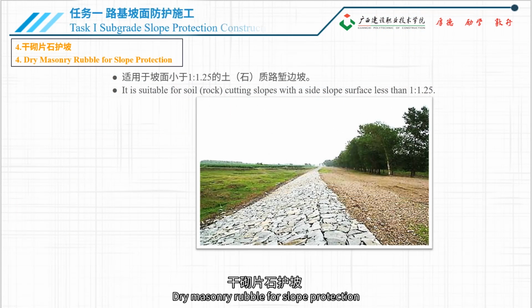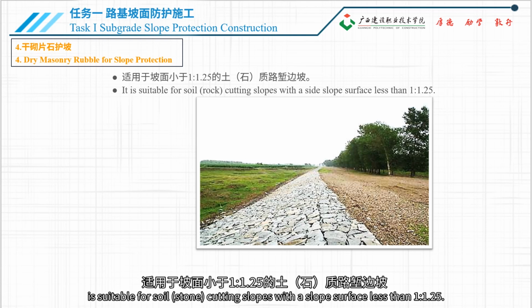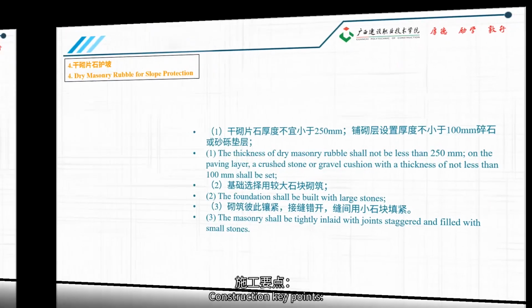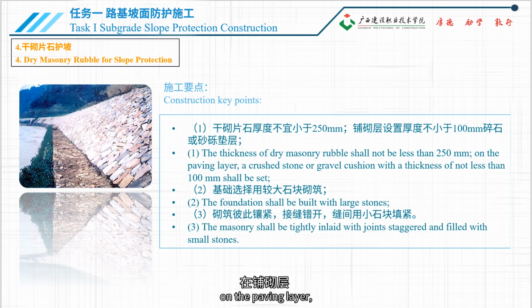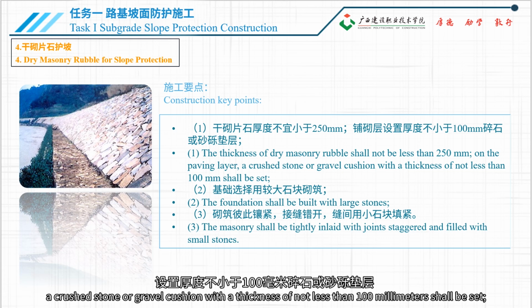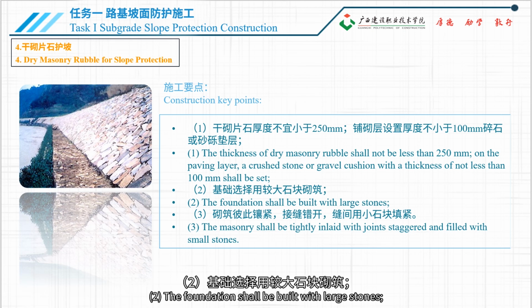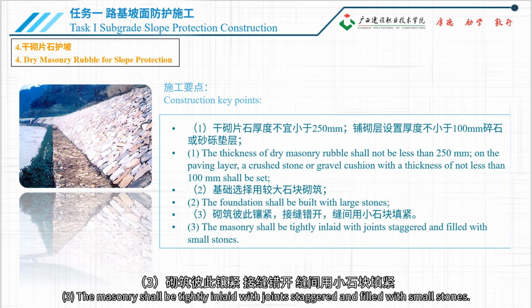Dry masonry rubble for slope protection is suitable for soil, stone cutting slopes with a slope surface less than 1 to 1.25. Construction key points. 1. The thickness of dry masonry rubble should not be less than 250 millimeters. On the paving layer, a crushed stone or gravel cushion with a thickness of not less than 100 millimeters shall be set. 2. The foundation shall be built with large stones. 3. The masonry shall be tightly inlaid with joints, staggered and filled with small stones.